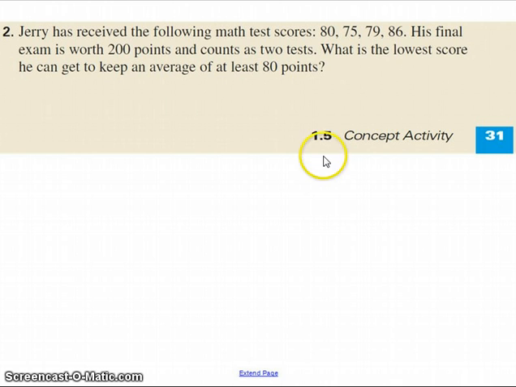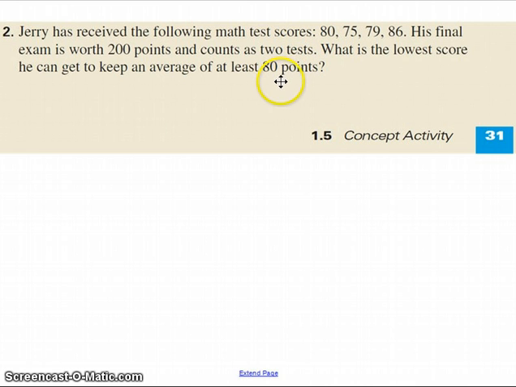So this is straight from chapter 1.5, and the first one that I'd asked you to solve was on the bottom of page 31, and it's this story about Jerry. And Jerry has 4 different grades so far on 4 different exams. He also is about to take another exam. This one is worth 200 points, and it counts as 2 tests, not just one. And he wants to keep his average at 80 points.